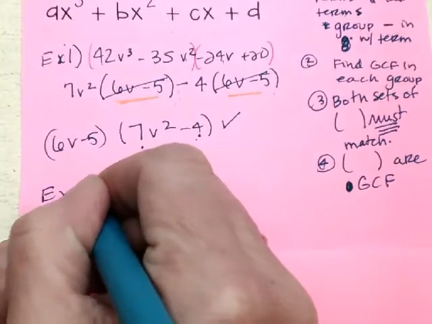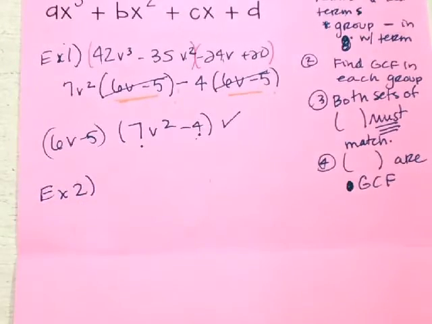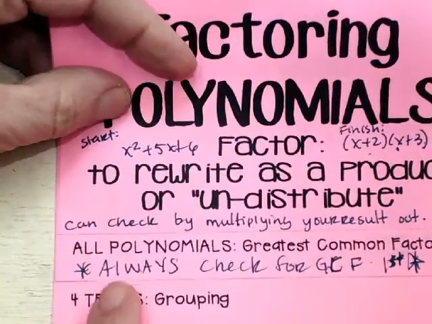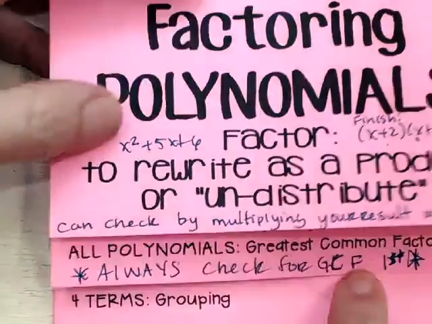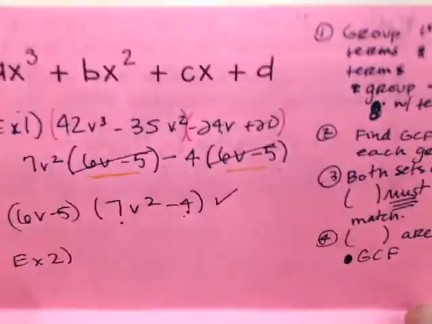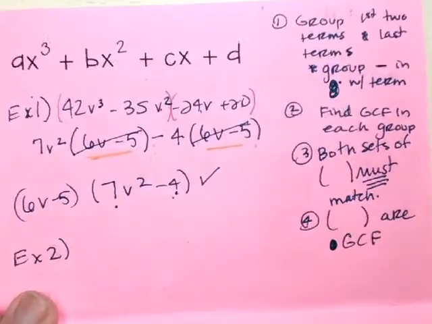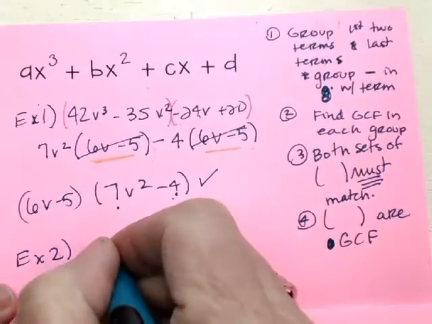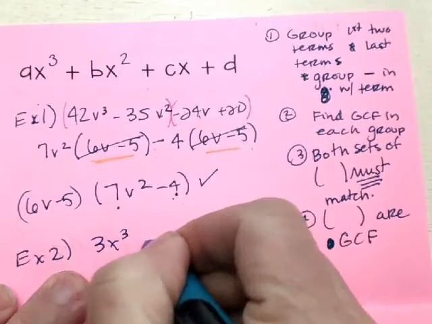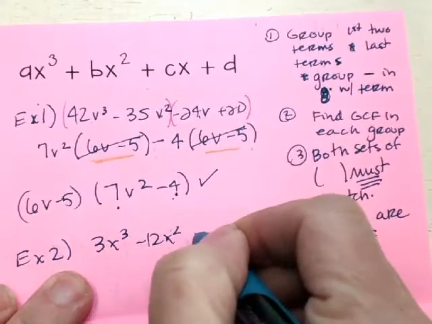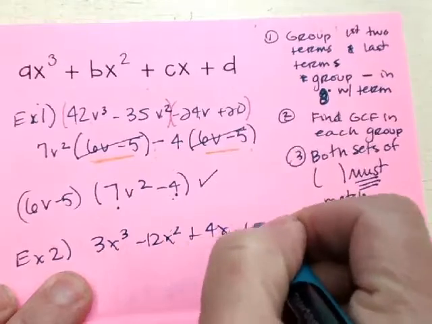And I didn't do the one thing that I told you to do on the last video. I said, always check for greatest common factor first. And I didn't do that, and I should have. So I'm going to do it this time, and I'm not going to forget. So I have 3x cubed minus 12x squared plus 4x minus 16.